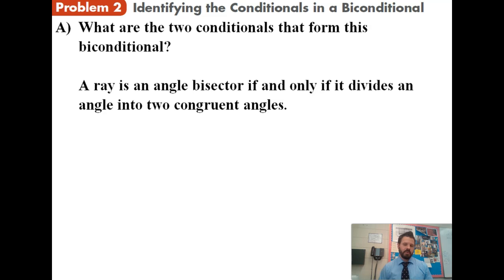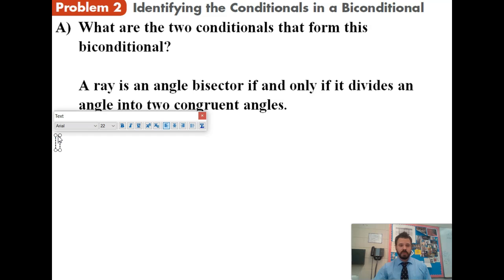All right, next thing I want to do is work on pulling biconditionals apart. Just making sure we understand that when we're given a biconditional, what information does that statement tell us? Problem 2 part A says, what are the two conditionals that form this biconditional? The biconditional is: a ray is an angle bisector if and only if it divides an angle into two congruent angles. So when I give you this if and only if statement, basically we get our two conditionals in both orders.